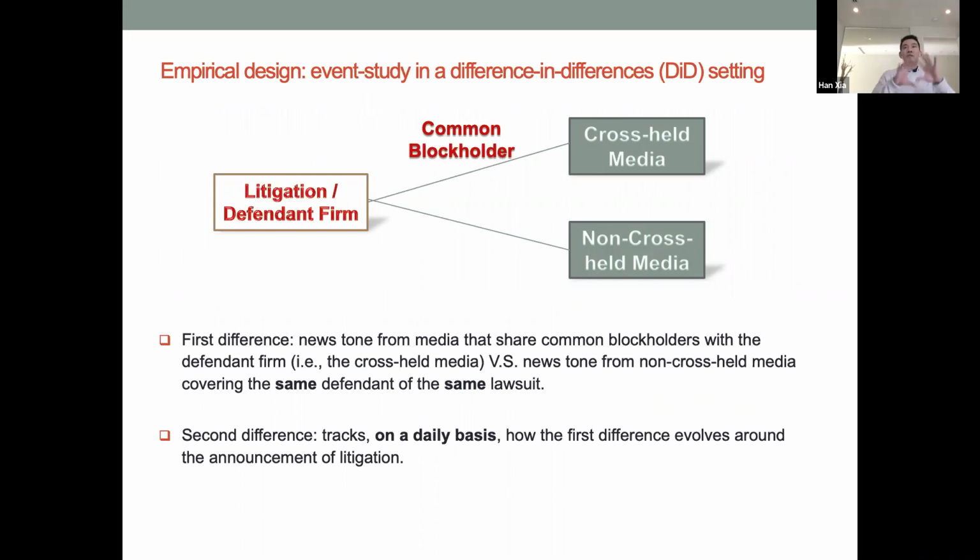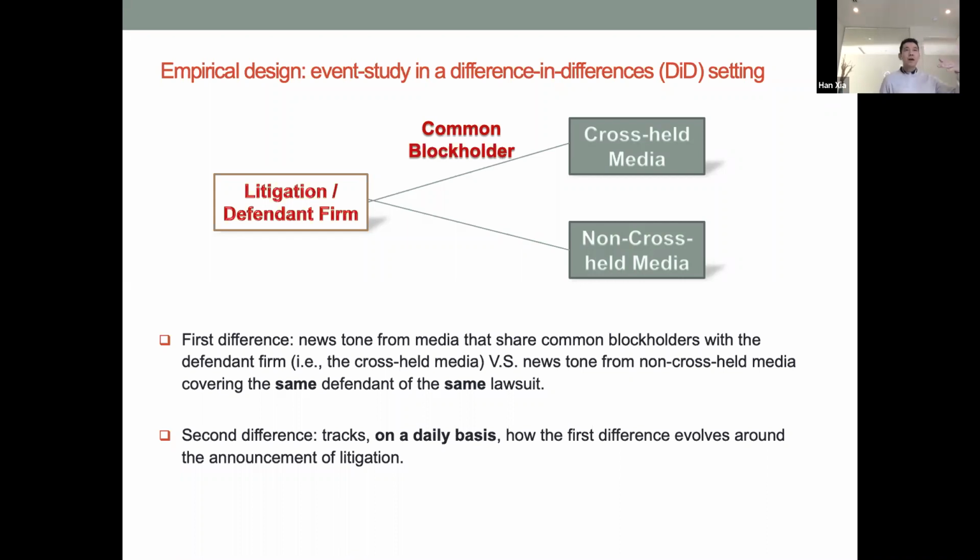Essentially, we're going to look at the litigation, which has a defendant firm. And we're going to look at two types of medium covering the same firm. One is the cross-held medium. This is the medium that shares a common block holder with the defendant firm. Here I want to point out that when we're identifying this cross-holding status, we're using ex-ante information. That means we're looking at this block holder's portfolio way before the litigation announcement. In other words, by the time the litigation happens, this status is already preset.